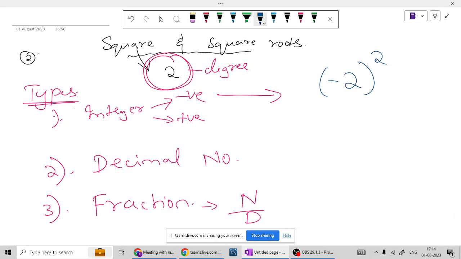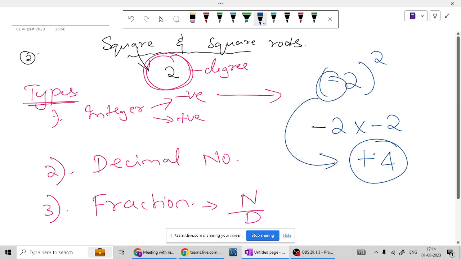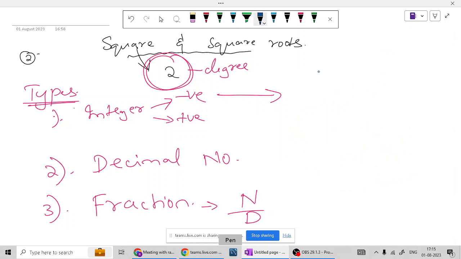So we have minus. How many times does minus 2 have to be multiplied? Twice. So minus 2 into minus 2. What do you get? Minus into minus is plus, so plus 4. So what happens with the negative base? When you square a negative value, we always get a positive value. This is a concept you have to remember. Any negative value we square gets converted into positive.